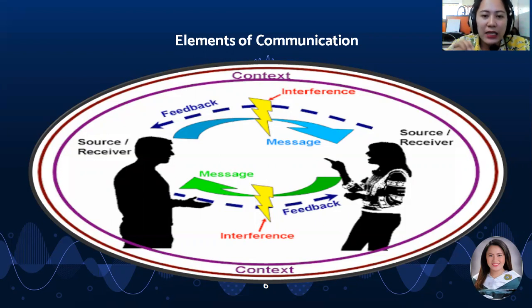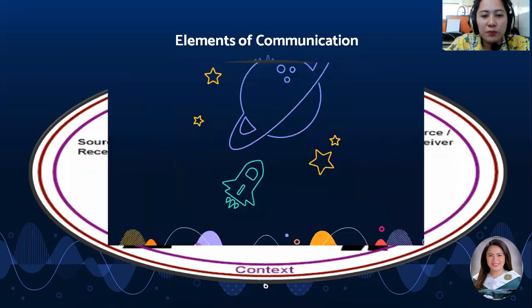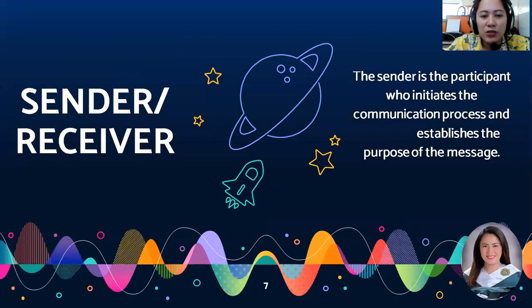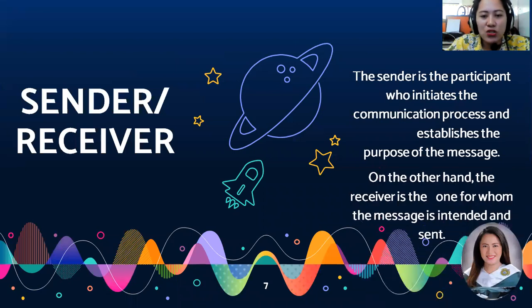So to really reiterate the definition of all these elements, I would like to single out each. So first, we have the sender or the receiver, since they exchange roles as the messages and feedbacks are flowing. So it is the sender who initiates the communication process and establishes the purpose of the message. So on the other hand, the receiver is the one whom the message is intended and sent.